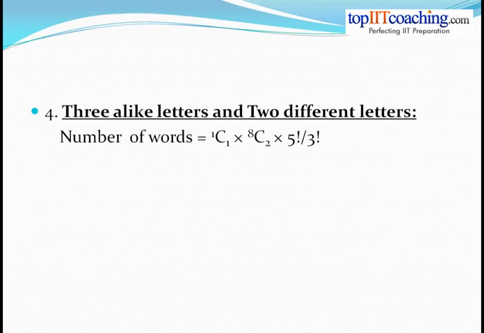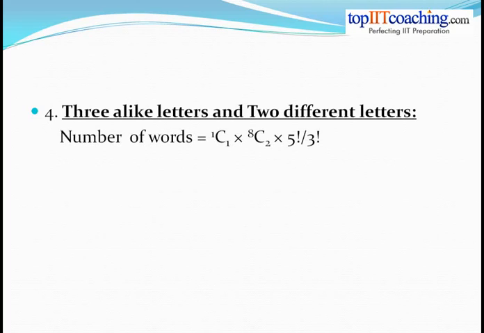So the only letter we can choose for the three alike is I. This can be done in 1C1 ways. Now the remaining 2 positions have to be filled by 2 different letters, and those are 8 in number. So the selection of those 2 different letters is in 8C2 ways. Now 1C1 into 8C2 is the selection part.